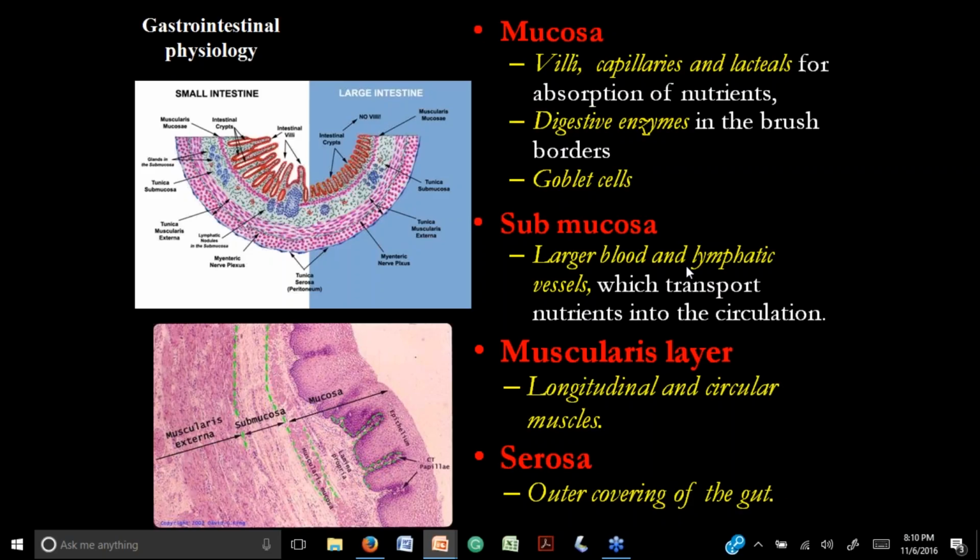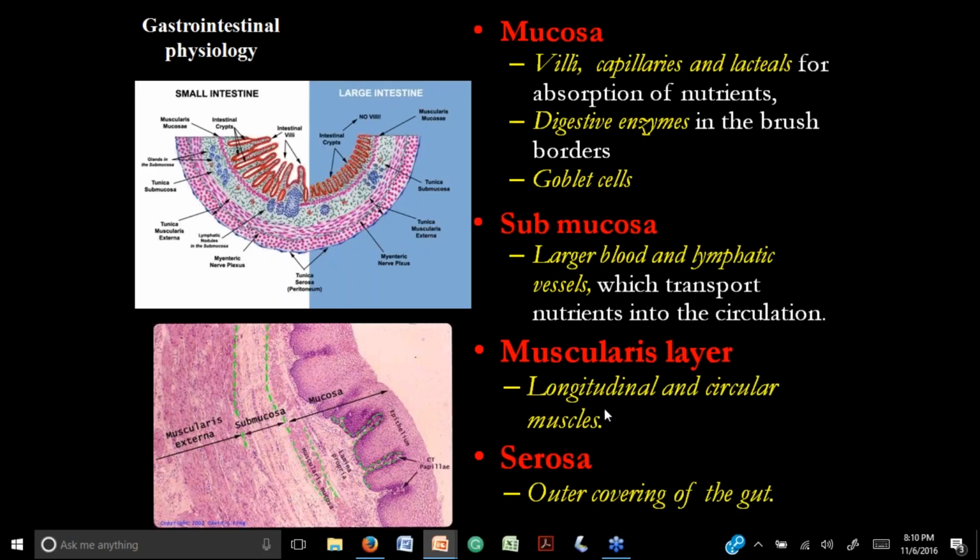In the submucosa, we have the larger blood and lymphatic vessels. These lymphatic vessels transport nutrients into the circulation. As you know, the fats are going to be absorbed, and they are going to go through the lymphatic system. In the muscularis layer, we have the longitudinal and circular muscles.